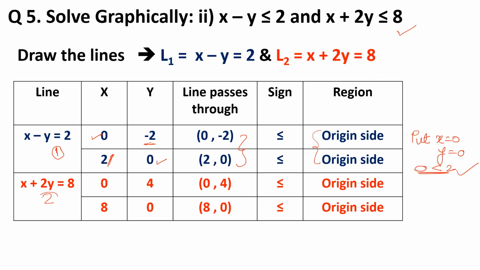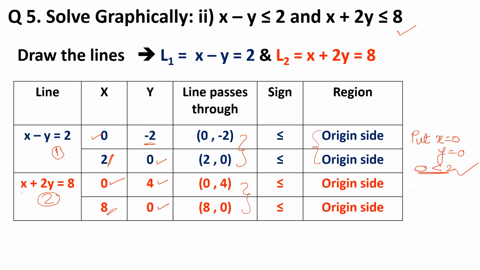In case of the second line, I put initially x is equal to 0. If I put x is equal to 0, 2y is equal to 8, hence y comes out to be equal to 4. For the second time, put y is equal to 0. If I put y is equal to 0, straight away I observe x is equal to 8. So I get two coordinates, 0, 4 and 8, 0.